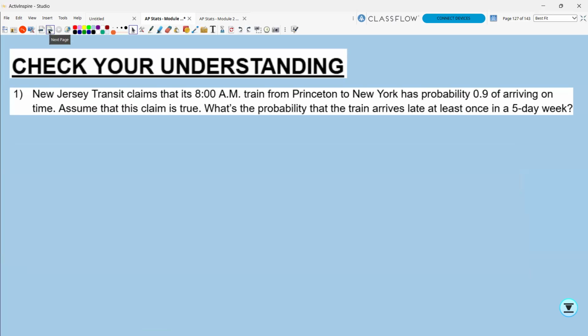Question number 1. New Jersey Transit claims that its 8 a.m. train from Princeton to New York has probability 0.9 of arriving on time. Assuming that this claim is true, what's the probability that the train arrives late at least once in a 5-day week?